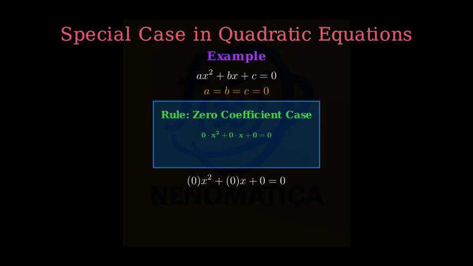We get 0x squared plus 0x plus 0 equals 0. This simplifies to 0 equals 0, which is always true regardless of what value x takes. Let's visualize what this means.